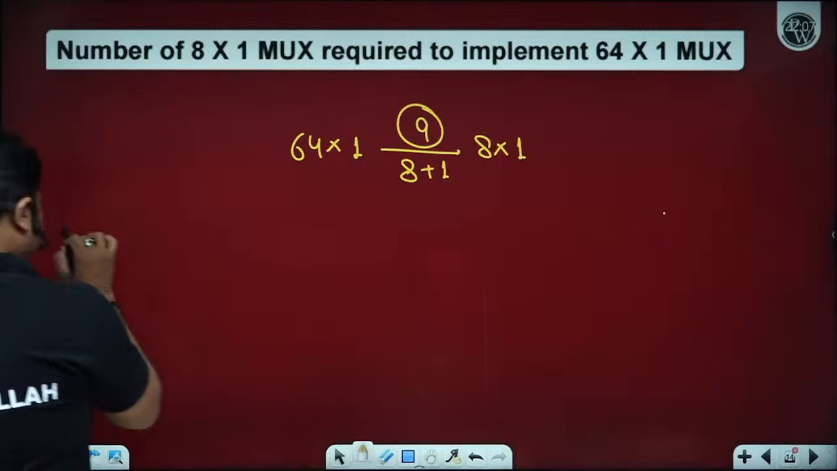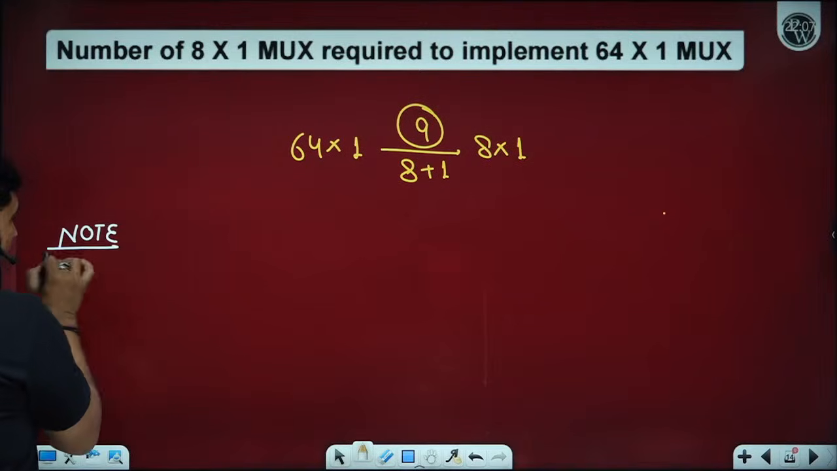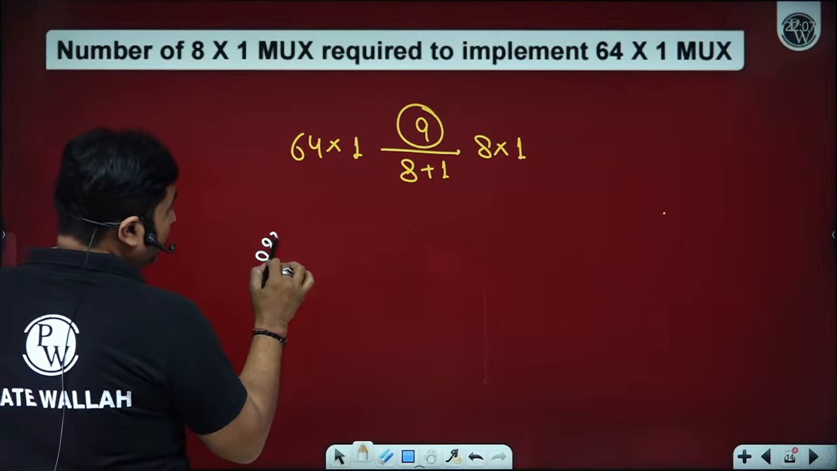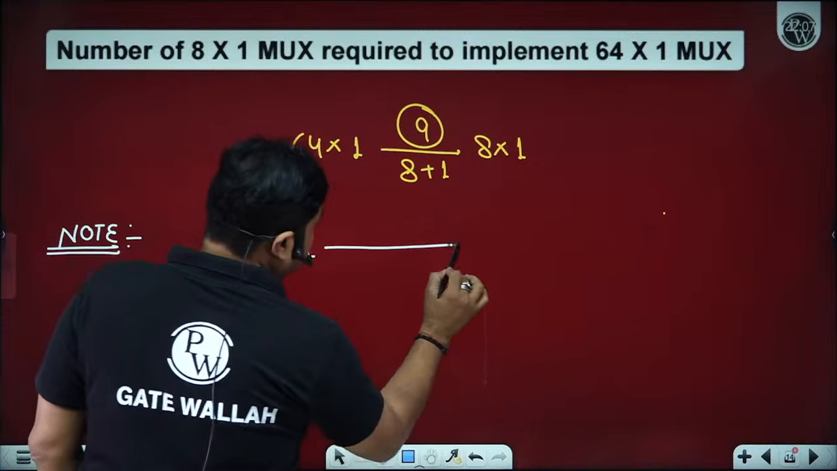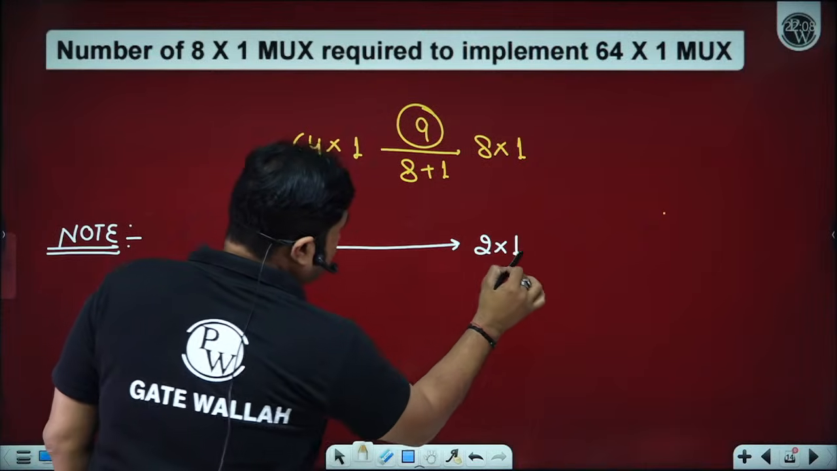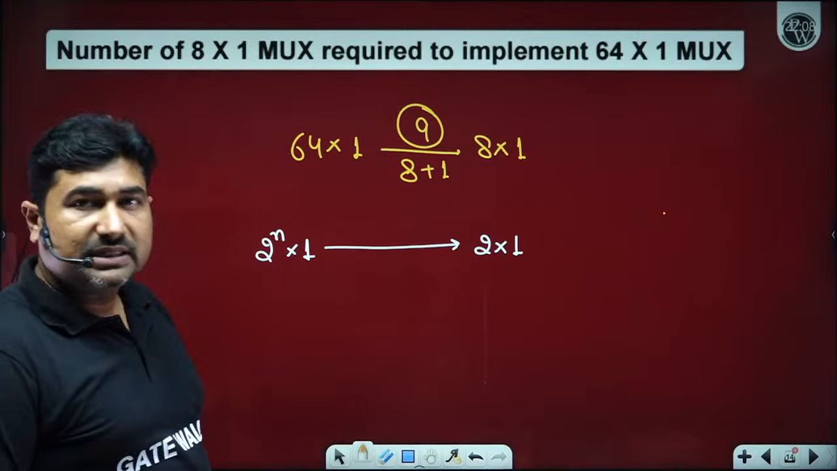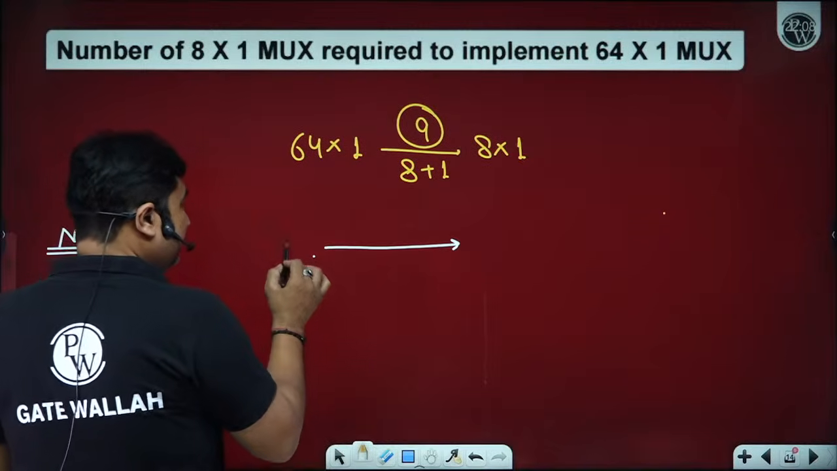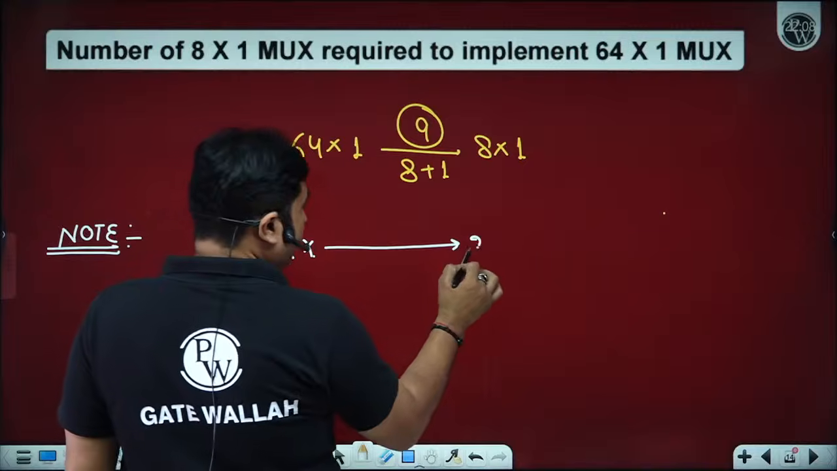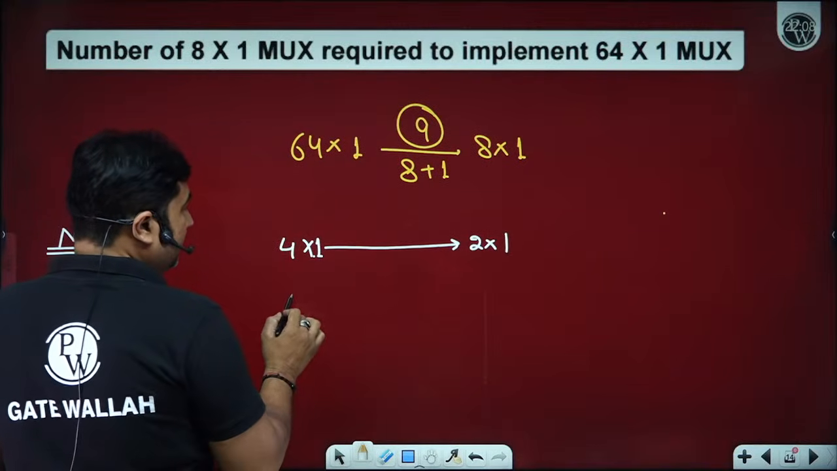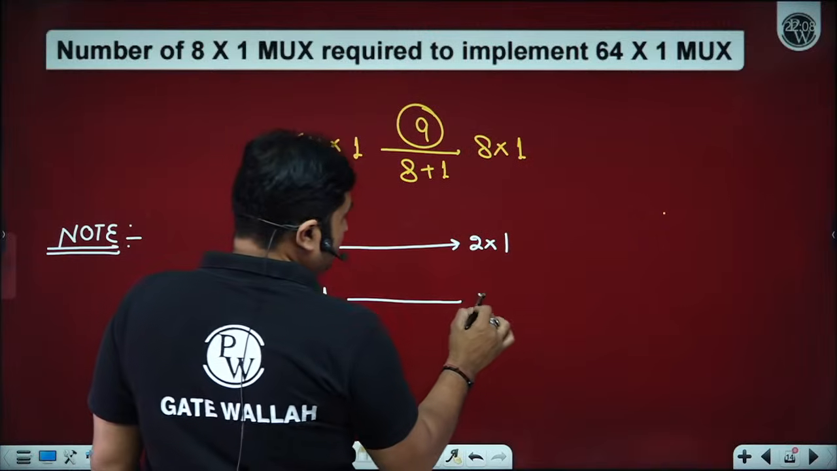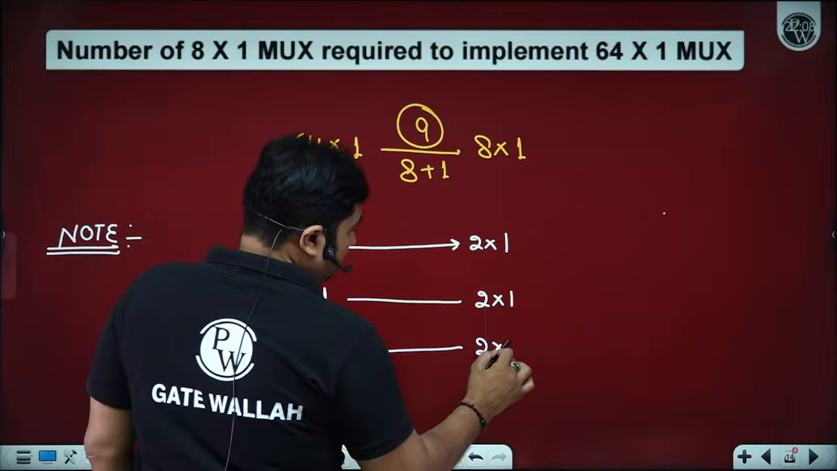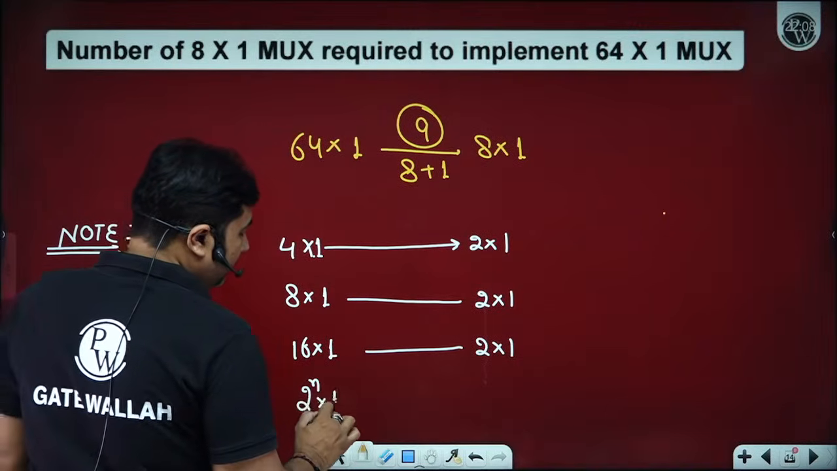Great, sir. Let's have a note point here. Please observe. We have observed a 2 to the power n cross 1 size multiplexer using 2 cross 1 size multiplexers. Then how many 2 cross 1 size multiplexers are required? Let's start with small cases so you can answer easily. So how many multiplexers are required for this?